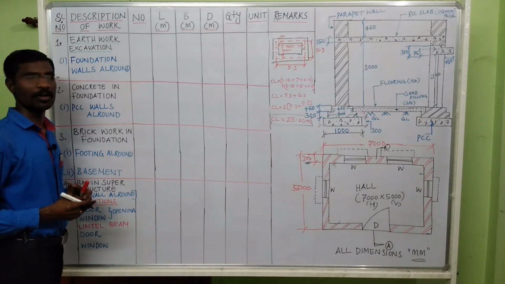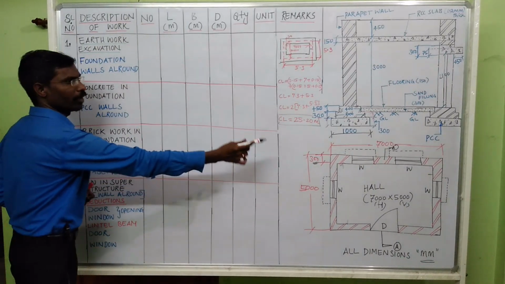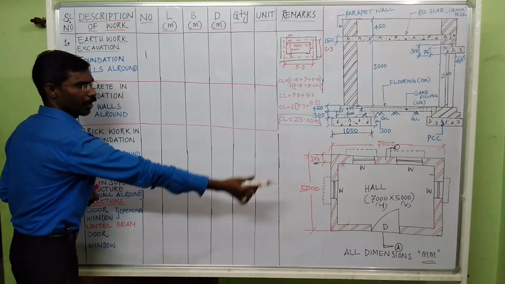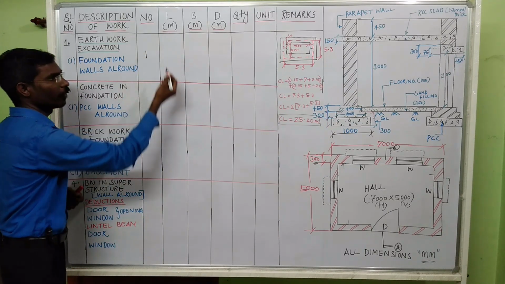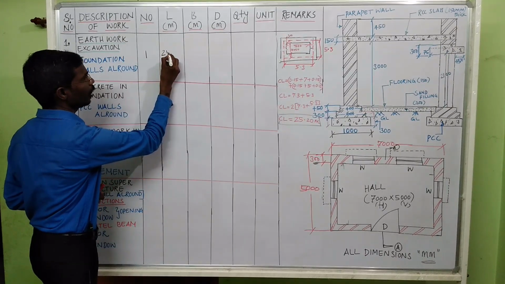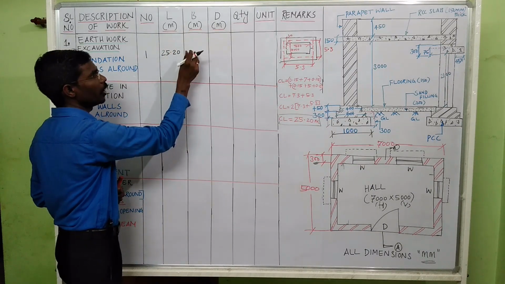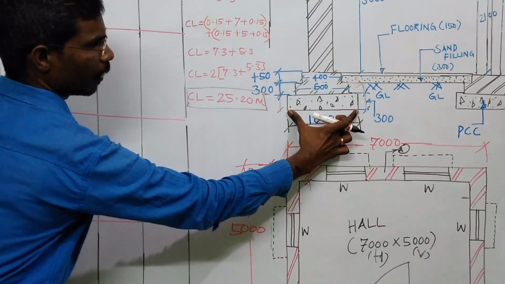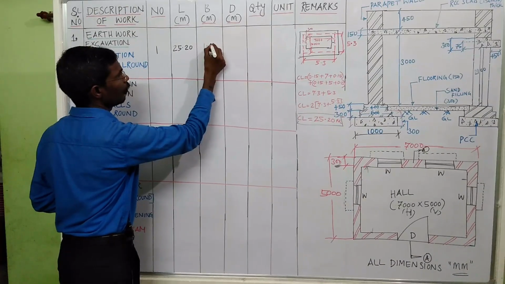So now we will calculate the earthwork excavation for the foundation all around the building. For numbers, only one, all round, we are going to calculate. So I mention it is one number. The length of the building is 25.2 meter. So just write down the length of the building, 25.2. So breadth, how much breadth do we need to excavate? We need to excavate 1000 because the total breadth of your foundation is 1000 mm. So you need to excavate 1000.